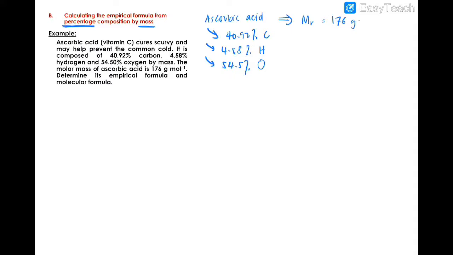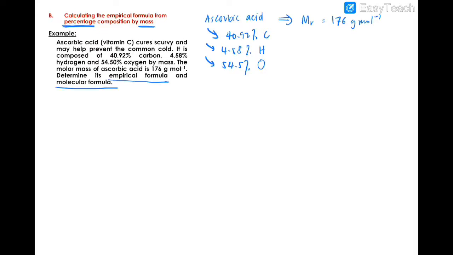So we have ascorbic acid. So dalam ascorbic acid ni kita ada 40.92% of carbon, and then 4.58% of hydrogen, and also 54.5% of oxygen. And also given to you is the molar mass of ascorbic acid, which is equals to 176 gram per mole. Okay, jadi tengok balik soalan. Soalan minta kamu determine empirical formula and also molecular formula.